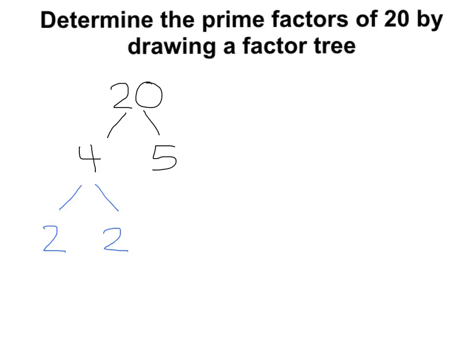And 5 is a prime number, but we still need to bring it down to the same level as all the other ones. Now I'm left with 20 being written as 2 times 2 times 5. All of these numbers on the bottom of the tree are now prime, so I know my tree is done. So to finish this off, 20 can be written as its prime factors of 2 times 2 times 5.